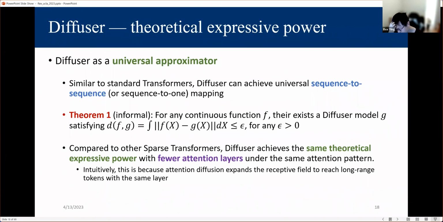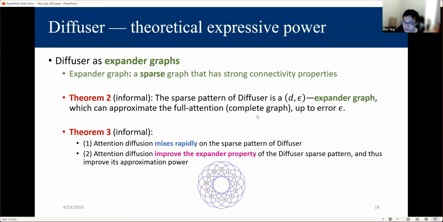This one follows the previous Big Bird proof, and we show that it is still a universal approximator, which means that for any function, we can still use this very sparse pattern in the Diffuser transformer to approximate that function. The proof is quite similar to Big Bird, but there's also another aspect I want to emphasize, because it's not just about expressive power, but also about how information can propagate very quickly compared to previous sparse transformers.